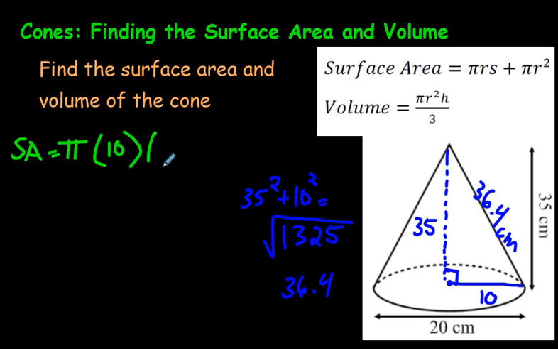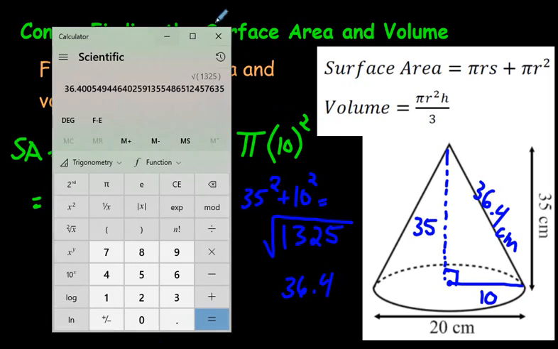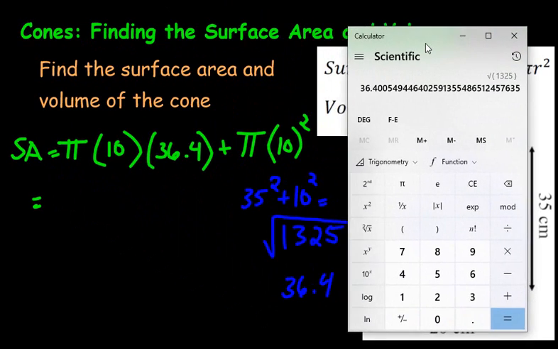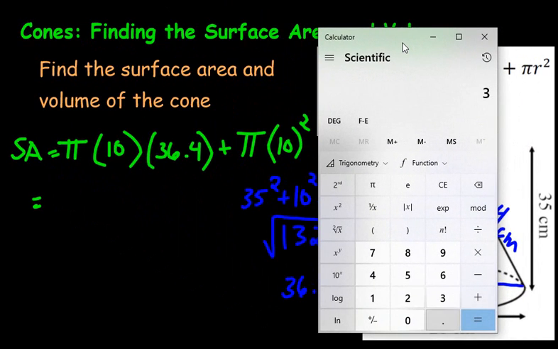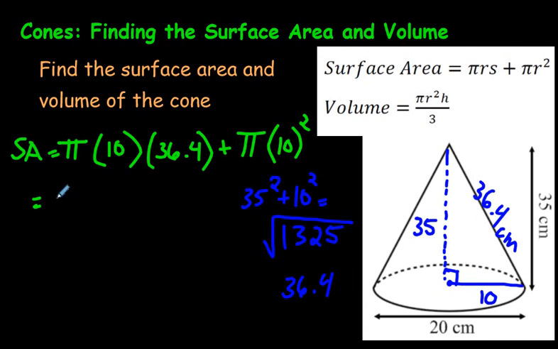So let's get our green pen and keep going. We need to go in brackets, 36.4 right there, plus pi times the radius again squared. And let's start figuring this all out. Get our trusty calculator. And let's multiply this. 3.14 times 10, which is 31.4. And then let's multiply that by 36.4. And you get 1,142.96.